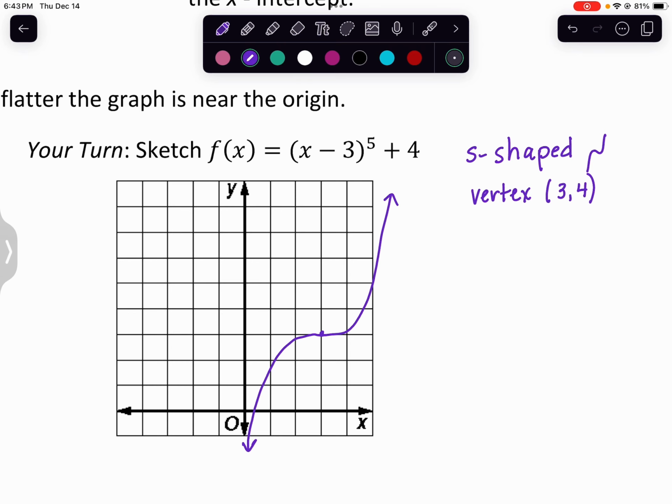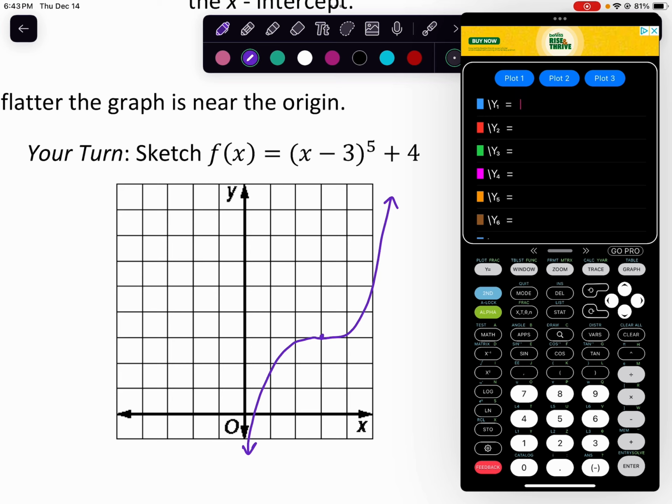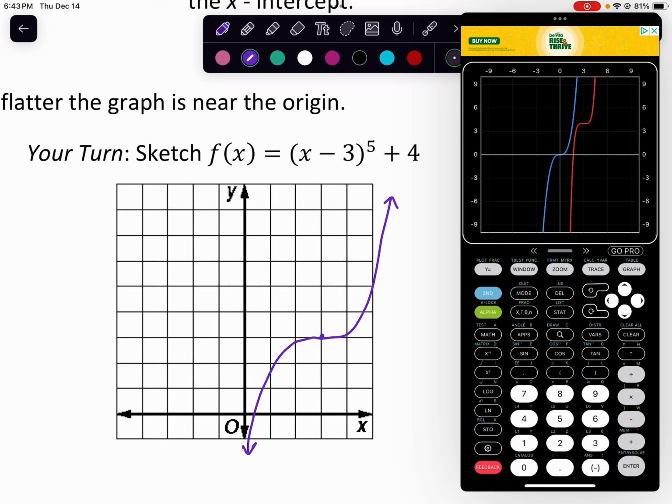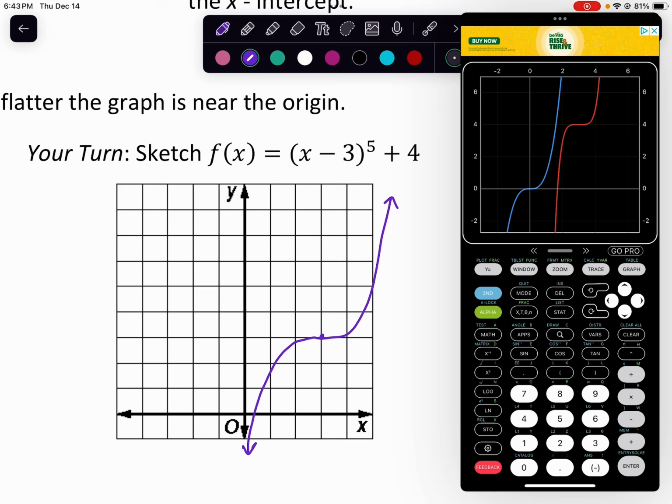And again, we could graph it on here, and I will graph the x cubed function as well. That way we have something to compare it to. And then I'm going to do x minus 3 to the 5th power plus 4. So see how it is moved up. Let's see if I can zoom in here. My little vertex point there is moved up, and it is much flatter there in the middle than just the regular x cubed.